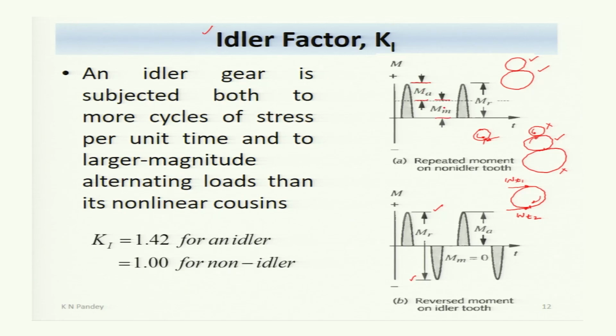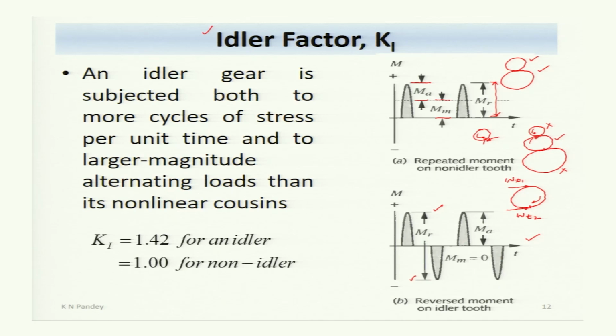It means mean stress is acting in this case, but in this case mean stress is 0. So a completely reversed type of load is acting. The range of the load or the moment is this one, the range of the load is also lesser. So for the case of the idler, we have to take care of the different type of load system which is acting in comparison to the pinion and the gear.